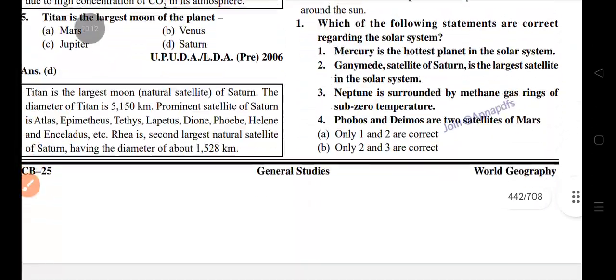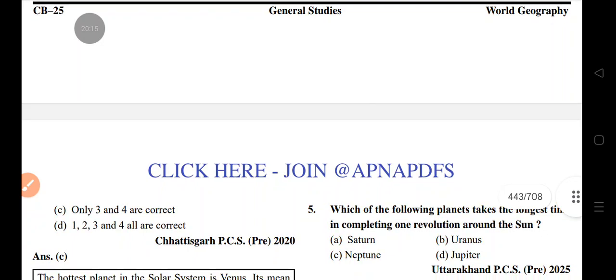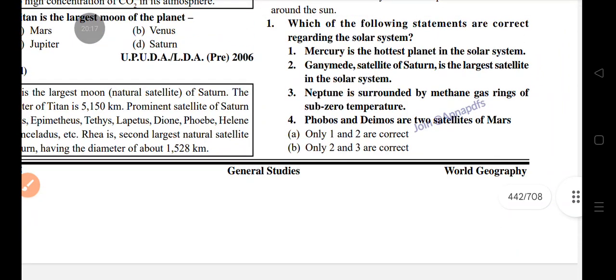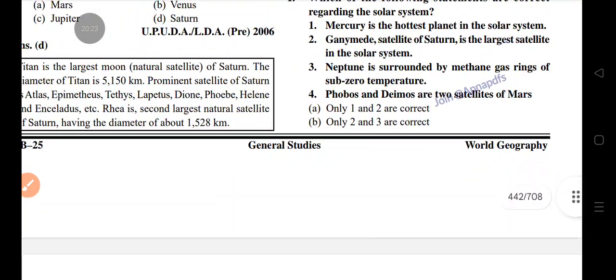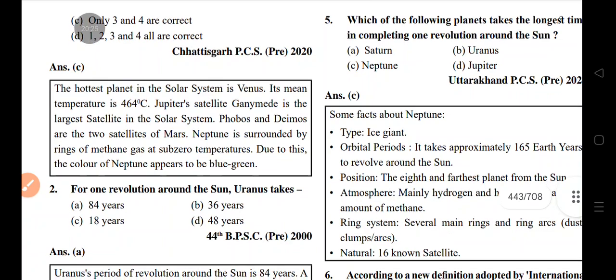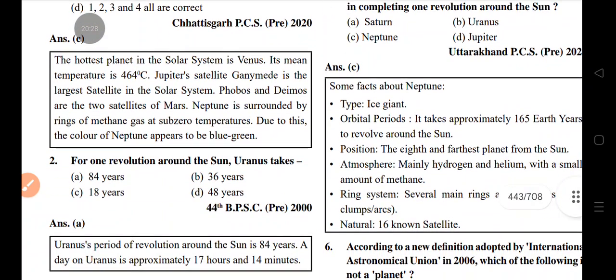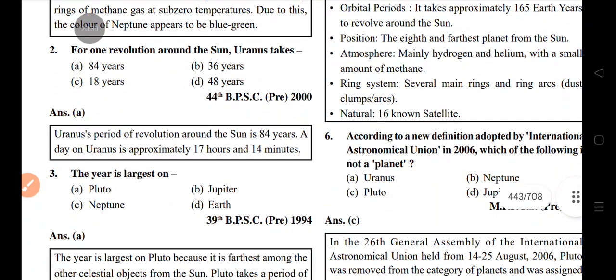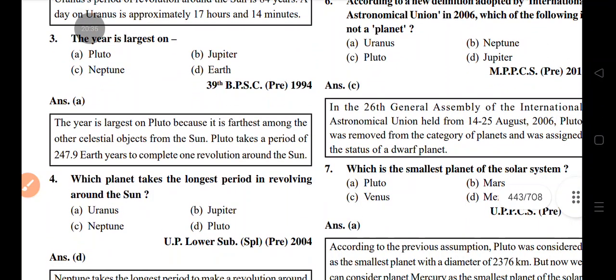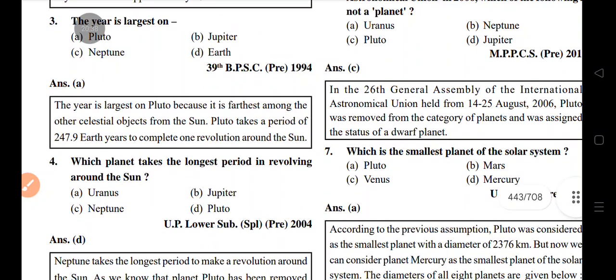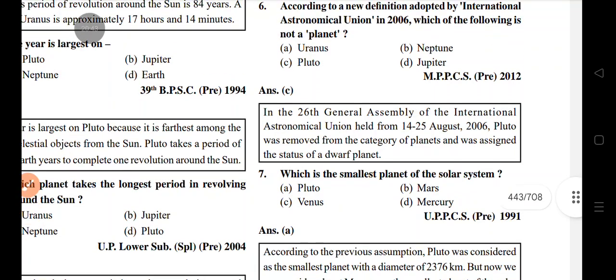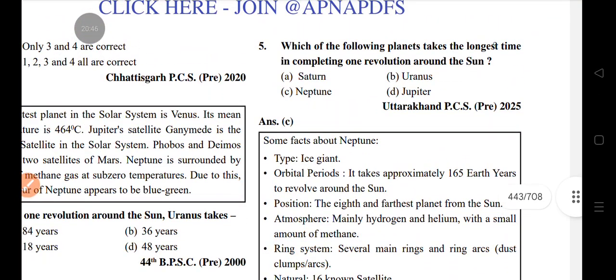Uranus, Neptune and Pluto. Neptune is surrounded by a methane gas ring of sub-zero temperature. Phobos and Deimos are two satellites of Mars. For one revolution around the Sun, Uranus takes 84 years. Year is largest on Pluto. Which planet takes the longest period in revolving around the Sun? Pluto. Longest time in completing one revolution around the Sun?